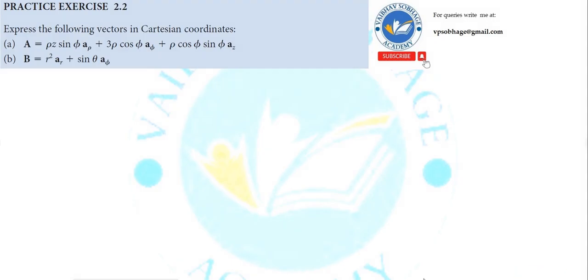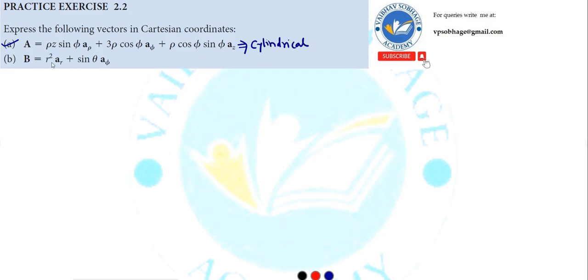Hello everyone. In this video, we are going to discuss practice exercise 2.2 from the second chapter of Elements of Electromagnetics. In this numerical, we have to convert the given vectors into the Cartesian coordinate system. Looking at the very first one, this vector is expressed in terms of rho, phi and z, which is the cylindrical form. So this is the cylindrical form of the given vector, and we have to convert it into the Cartesian one.